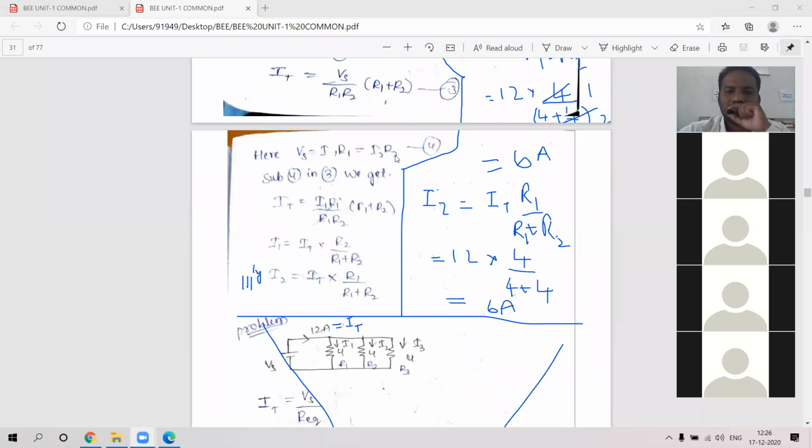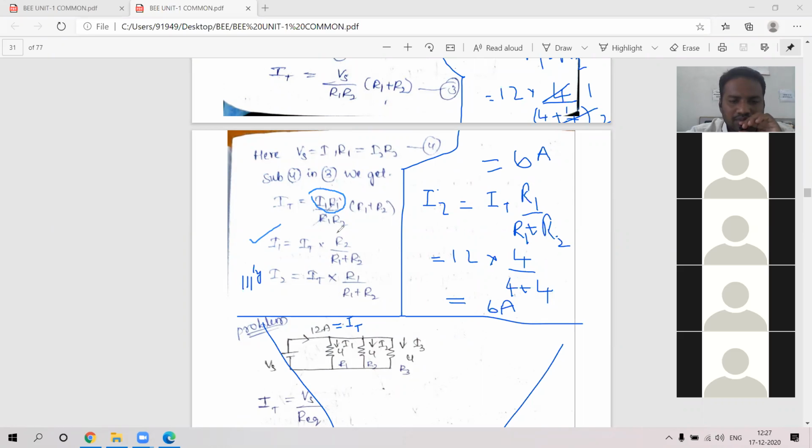So here Vs is equal to I1 R1 is equal to I2 R2. Substituting this term in this, I am going to get I total is equal to, replacing Vs by I1 R1. So if I replace Vs by I1 R1, R1 and R1 get cancelled. I will have I1 by R2 into R1 plus R2. But I am interested to find the value of I1, no? Individual currents I need to find, that is I1 and I2. So if I find I1 from that equation, R1 and R1 get cancelled, no?